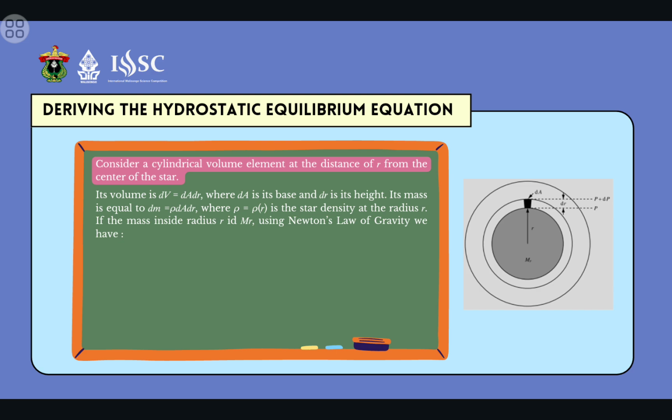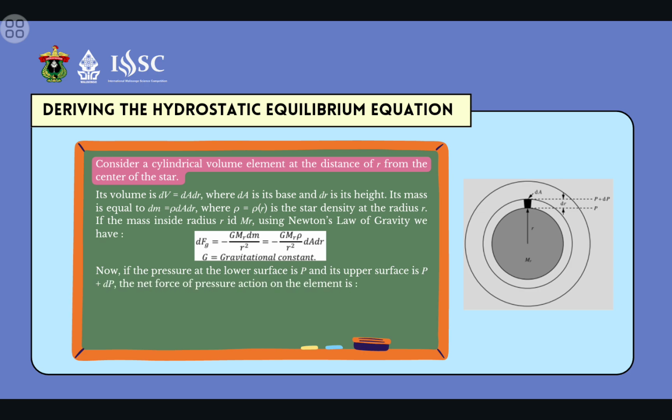If the mass inside the radius r is m(r), using Newton's law of gravity, we have this: dFg is equal to negative G m(r) rho over r squared dA dr. If we take a look again, if the pressure at the lower surface is P and its upper surface is P plus dP, the net force of pressure acting on the element is this. So we have two forces acting on the element, that is dFg and dFp.